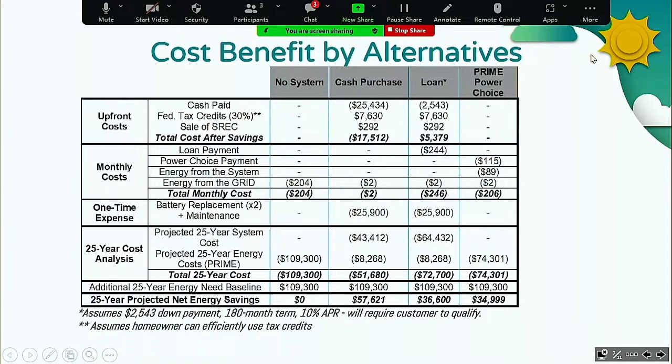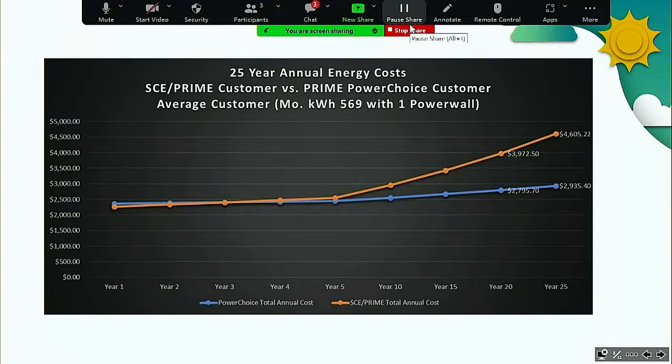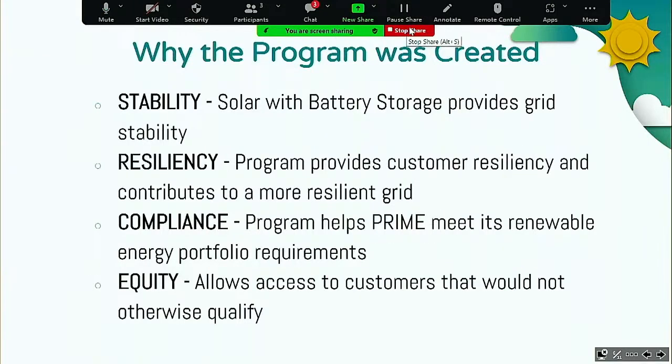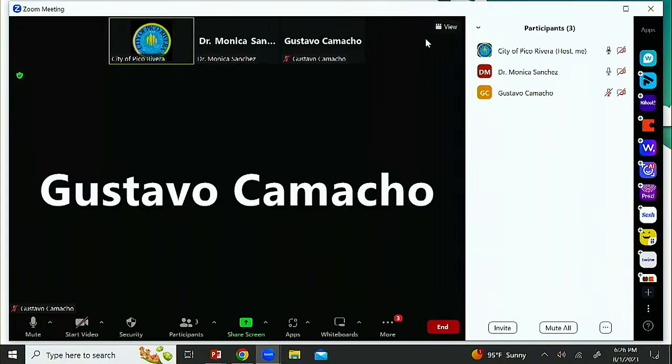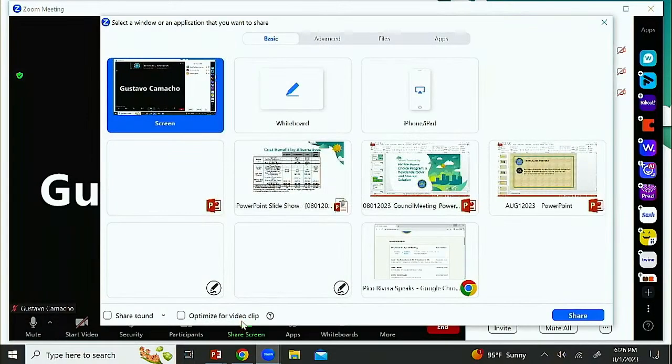Now, I know this slide is quite busy, but I want to draw your attention to the bottom line. Not that bottom line.